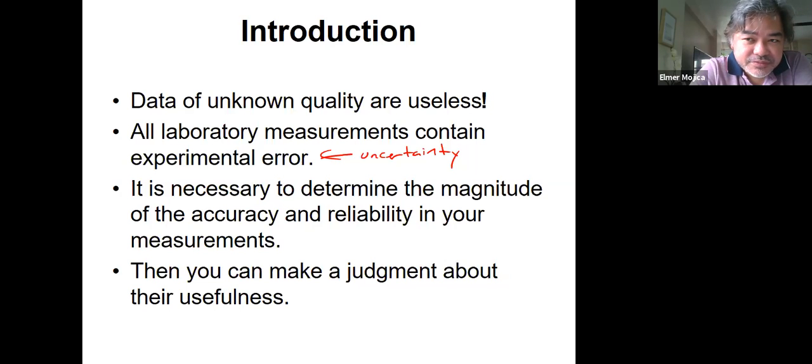Okay? So when you have this statement, we could just say there's no such thing as exact measurement. You will always have a degree of error in all measurements. And then another thing that you need to remember, it is necessary to determine the magnitude of the accuracy and reliability in your measurement. Okay, so what does it mean?